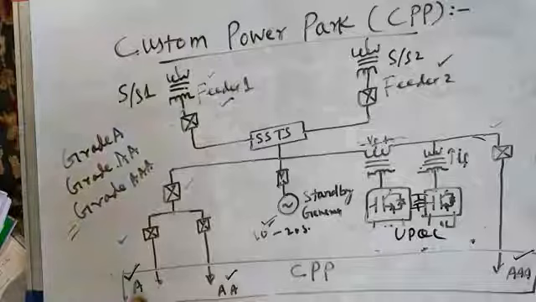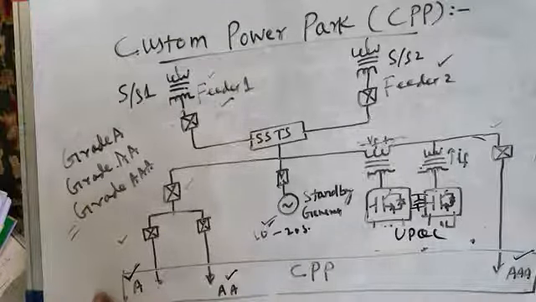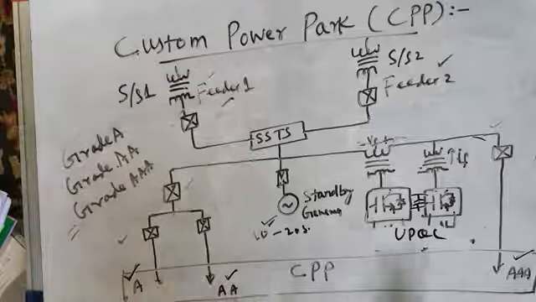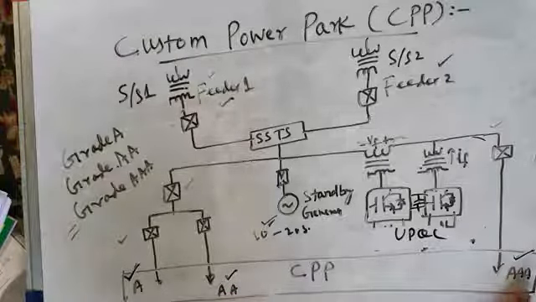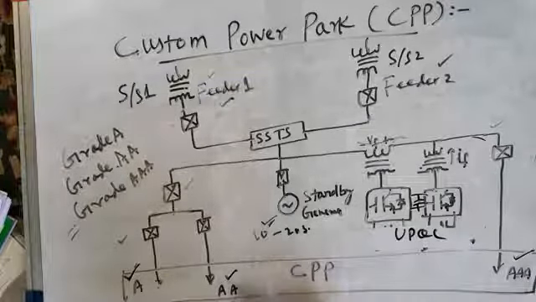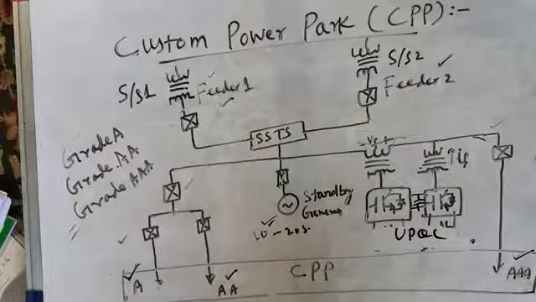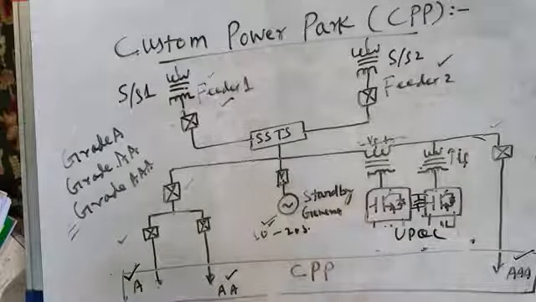And in custom power park, we have three grades of power: grade A, grade AA, and grade AAA. Grade A may be some residential customers, shopping complexes, offices. AA may be hospitals, parts of hospitals, some sensitive loads, and AAA, hospitals, operation theaters, life support systems, etc. A hospital may have both grades of power, AA as well as AAA. AA will be given to offices, administrative block, and pathology labs, and AAA to operation theaters and life support systems. AAA grade power is also given to industrial processes like semiconductor manufacturing unit and food processing industry, etc.